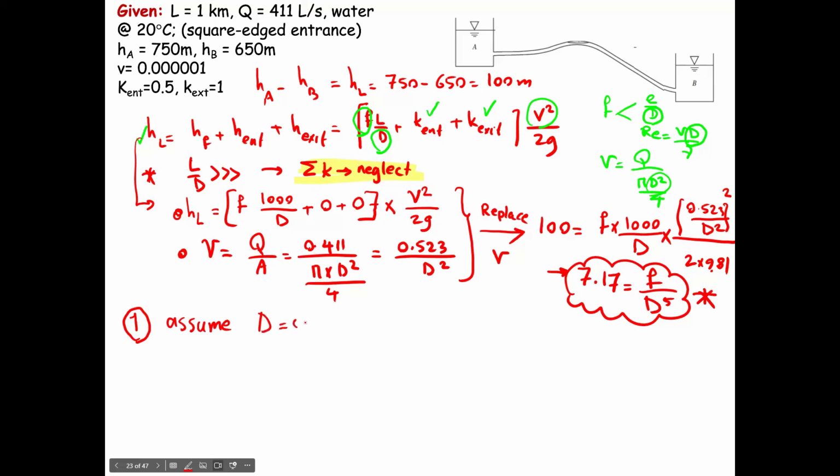I will start with 0.5. Actually, you know the correct answer, right? Because previously you have the diameter. It was 30 centimeter. But consider that you don't know it. So you are going to make some random assumption. I'm going to consider it like 50 centimeter.